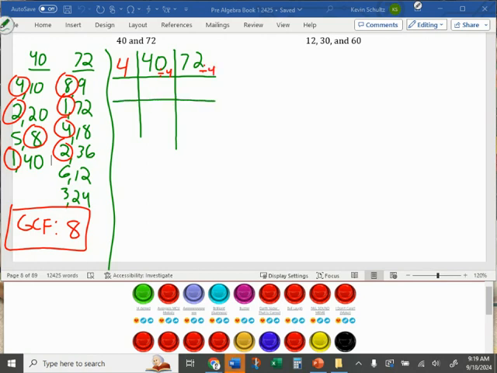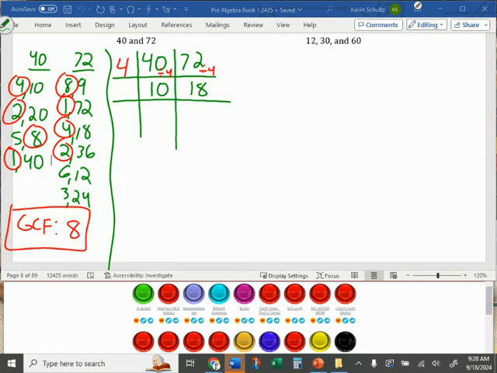And then the next row of your table is going to be what's left. 40 divided by 4 is 10. 72 divided by 4 is 18.